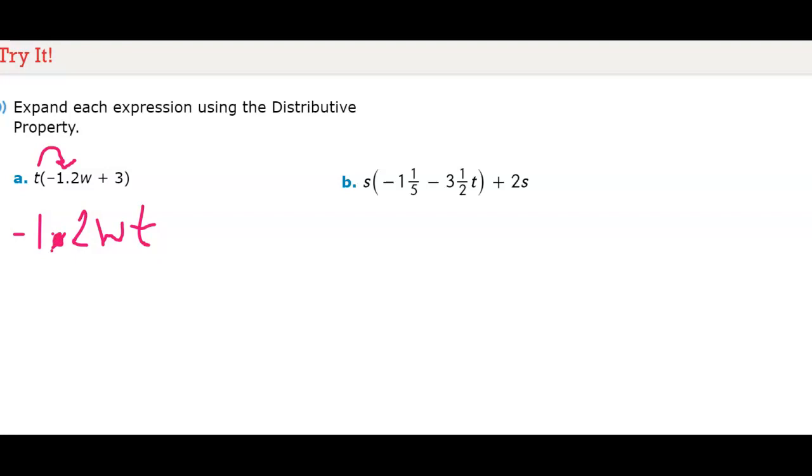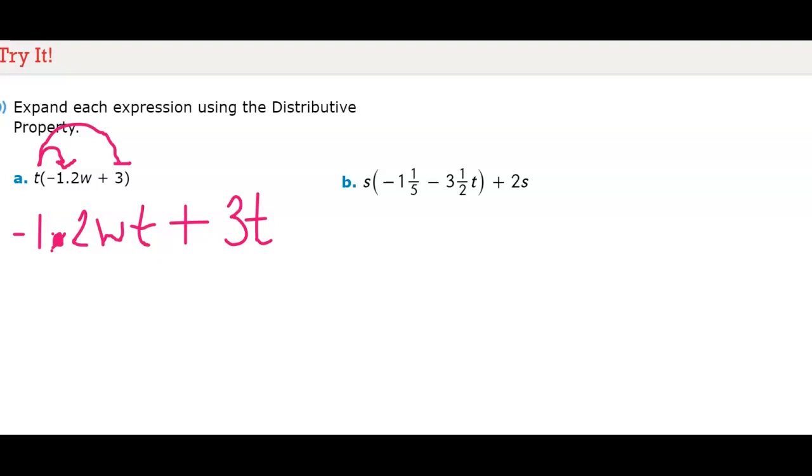And we have T times 3. That's going to become 3 times T. And we have now expanded that expression, and there are no terms that are alike, so that is our final expanded expression.